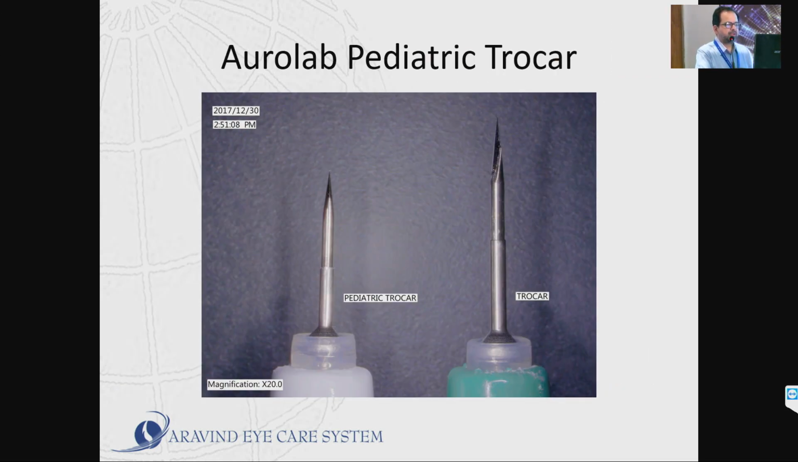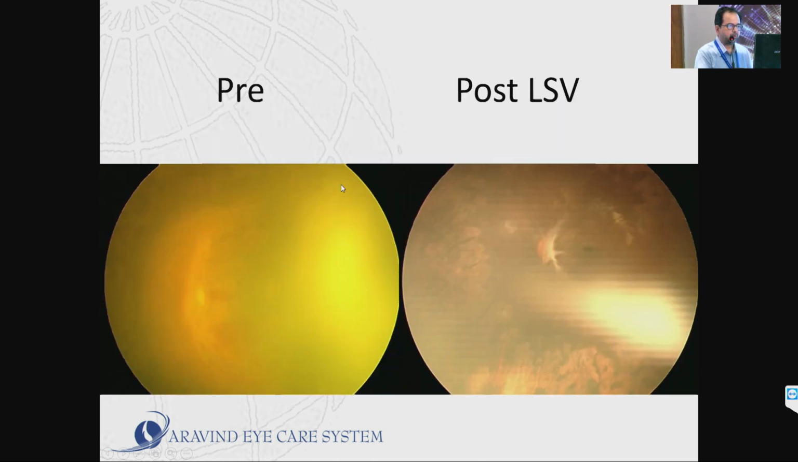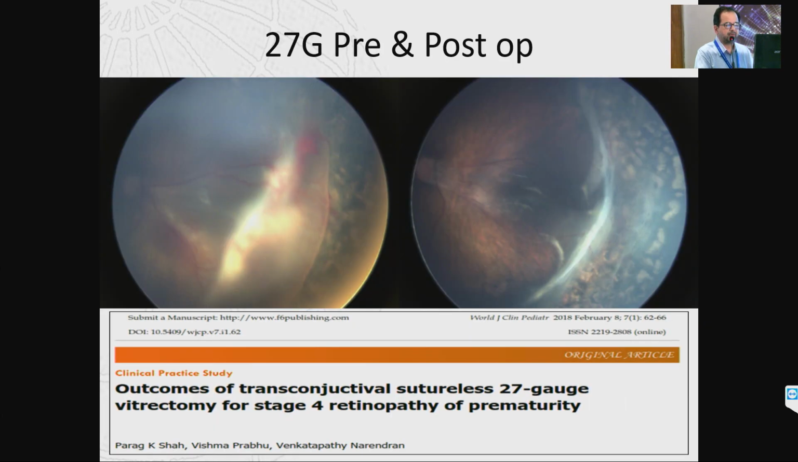So we are in the process of developing a pediatric trocar cannula with our Orolab company, but this is something which we have tried, but it's still not out. These are some of the pictures of pre and post vitrectomy. Like I said, what you have to do is just a good core vitrectomy. There is actually no need to go and remove the membranes and peel off, what you do in diabetic retinopathy. You should not do it, because if you end up with a retinotomy, you're going to convert this 4A into stage 5 ROP.